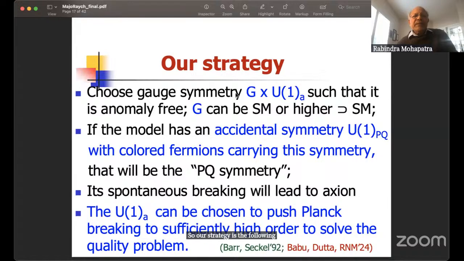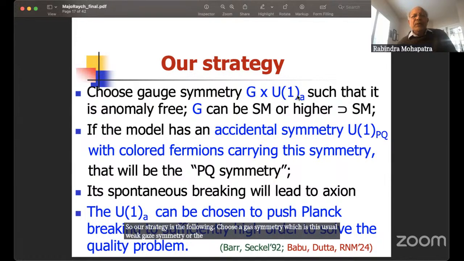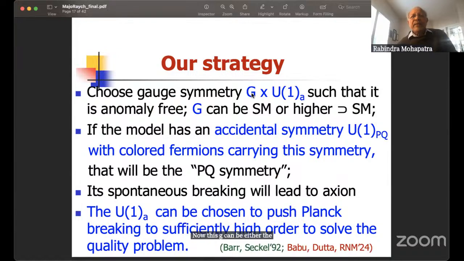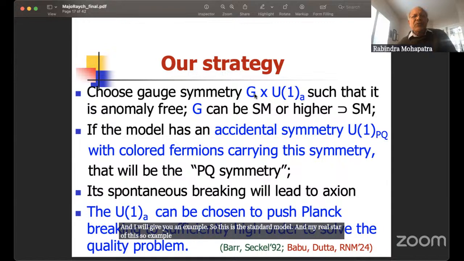Choose a gauge symmetry, which is the usual weak gauge symmetry or the flavor group or whatever, G, times a U1_A gauge symmetry. There is an axial U1 you put into the theory, such that the whole G times U1_A is anomaly free. Now this G can be either the standard model or higher. I will give you examples where this is the standard model, and my real star of this example is an SO(10) theory, because that also solves other problems of the standard model.